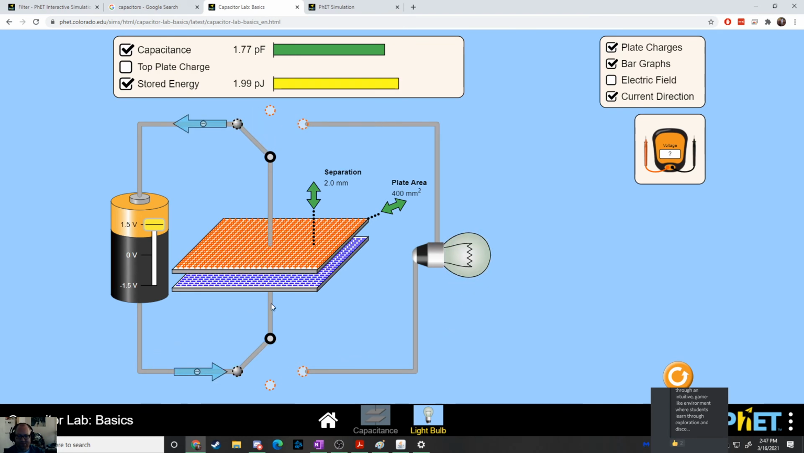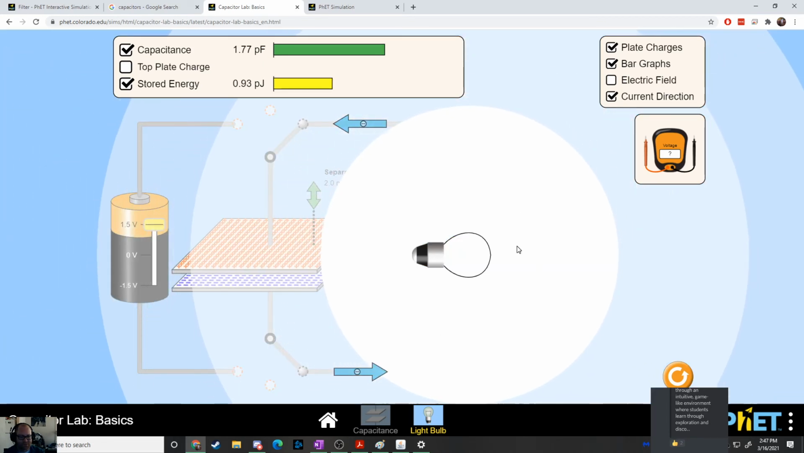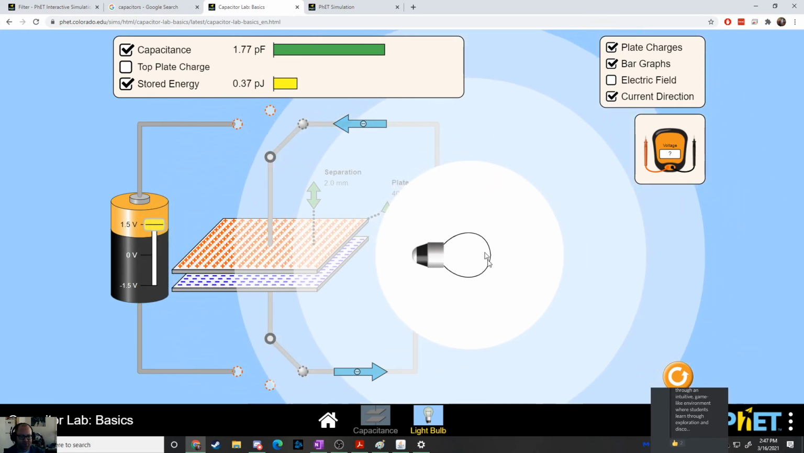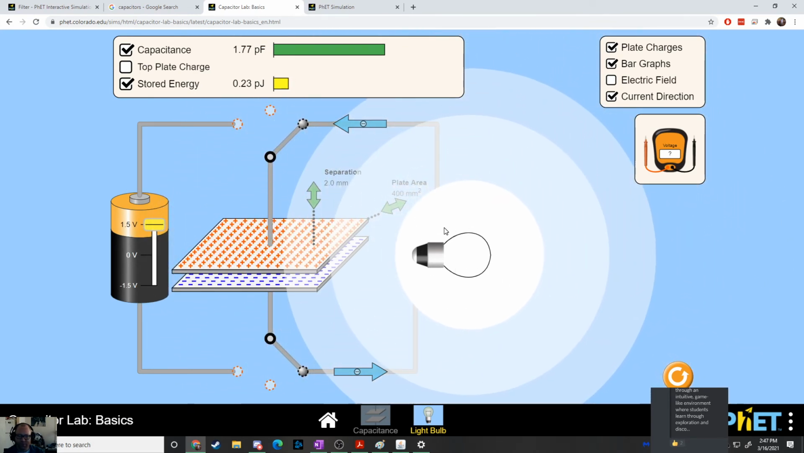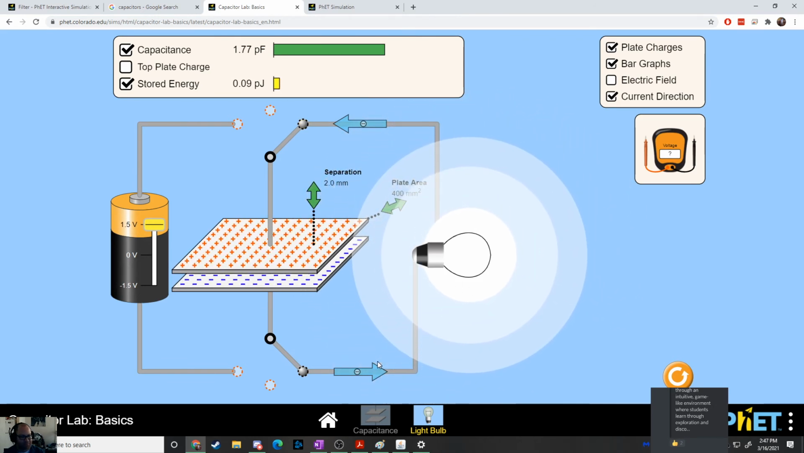Let me do it again so you can see. It charges up really fast, right? But then as it tries to dissipate its energy through the light bulb, it starts off with a lot of energy. The rate at which the electrons are flowing is related to the brightness of the bulb. And you can see as the energy is ticking down, the bulb is getting dimmer. So that's the kind of burst of energy you can get.